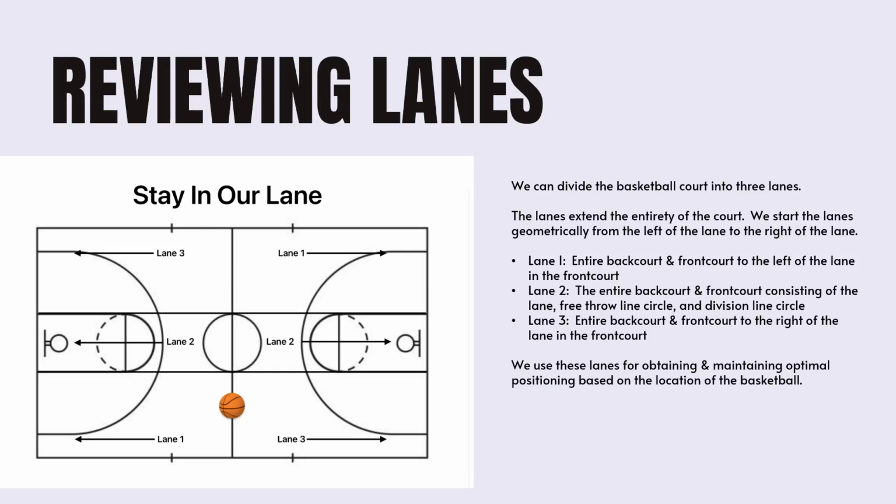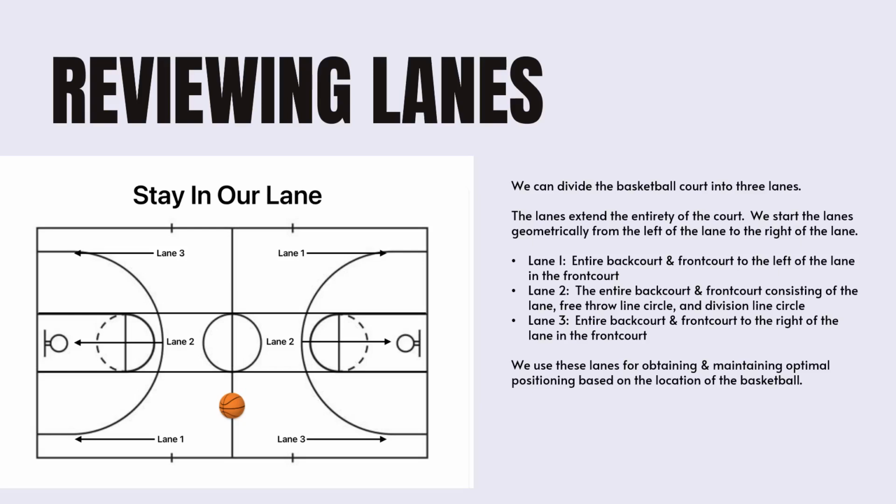So lane 1 will be the entire back court and front court to the left of the lane area in the front court. Lane 2 is the entire back court and front court, which consists of the basket or the ring, as we've talked about, the lane area itself or the paint, the free throw line circle, and the division line circle. Lane 3 is the entire back court and front court to the right of the lane in the front court.